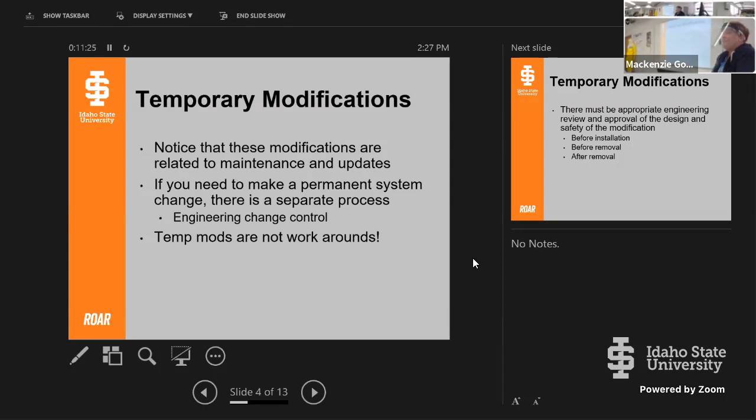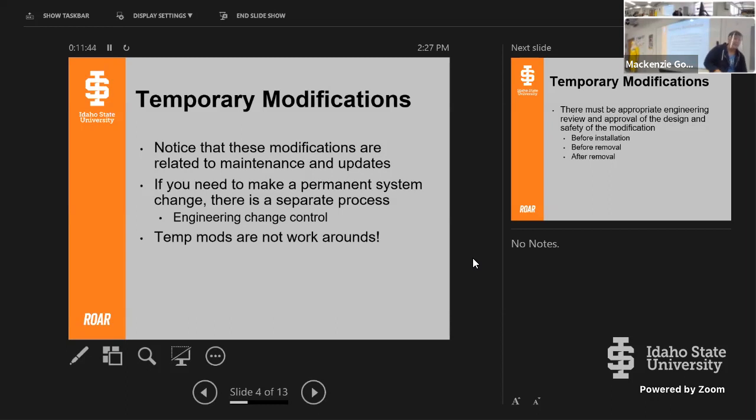Another question. You say there was a temporary modification that your superior told you to do. Would you just do it, or would you say, no, maybe we could do something else?